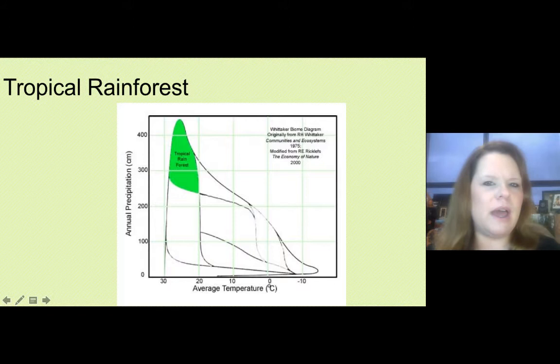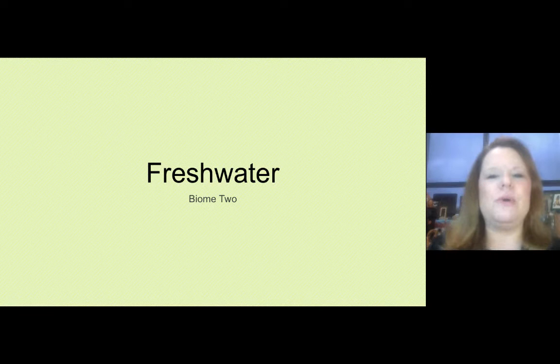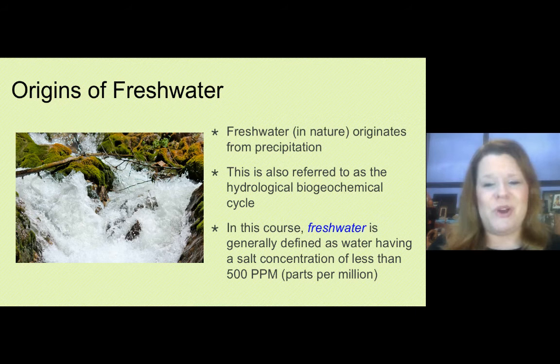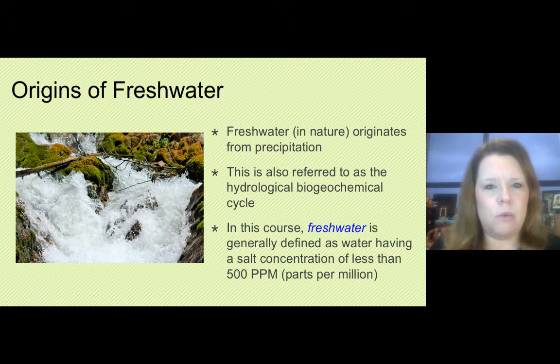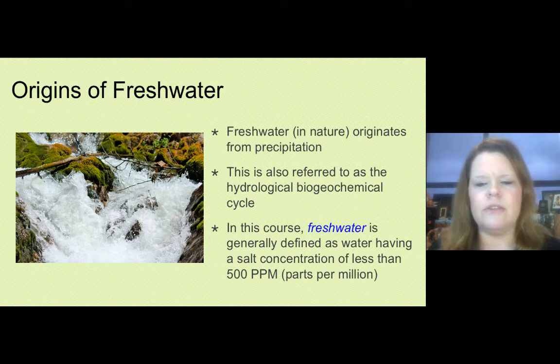So freshwater is biome number two, and as we get into freshwater, let's talk about the origins of freshwater. Freshwater in nature originates from precipitation. This is caused by and referred to as the hydrological biogeochemical cycle. Wow, what a mouthful, right? So let's break that down. Hydro means water, bio, biology or living, geo is rock, and chemical is the reactions of those things. So we're looking at a water, living, rocks, interactive cycle.